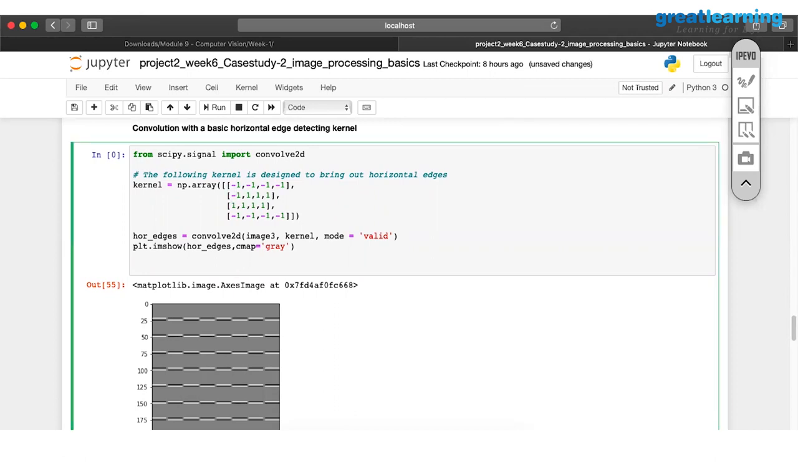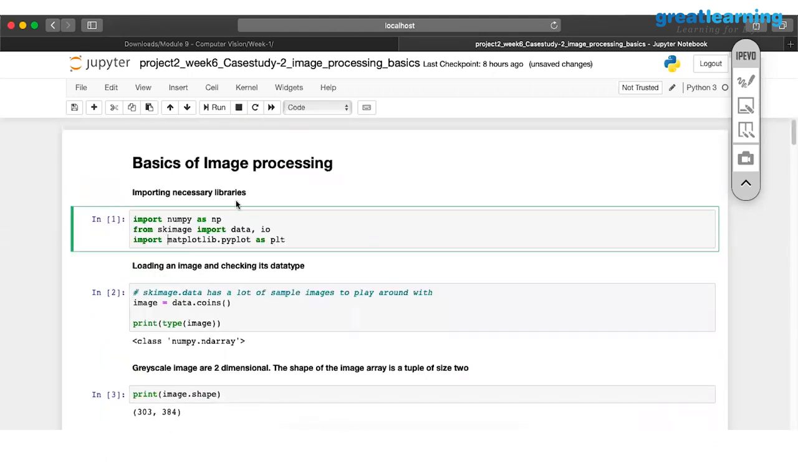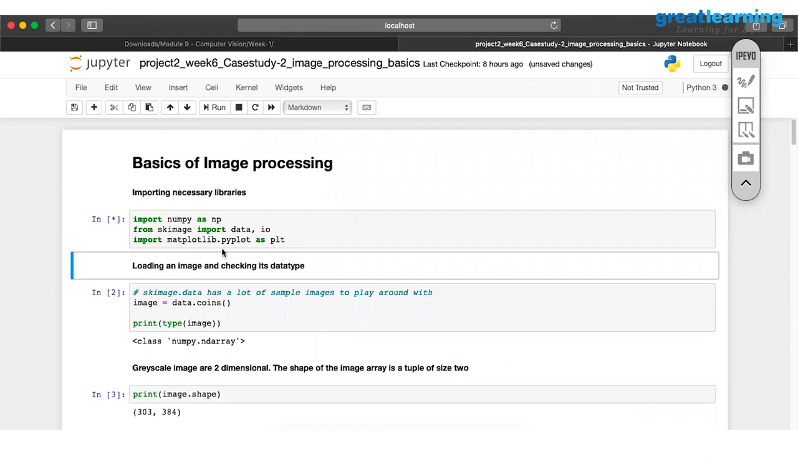Now just see what I do. I'll show you how I play around with these numbers. What I'm doing is, both my extreme vertical ends, I'm making them -1, -1, -1, and whatever middle values are there, I'm keeping as 1, 1, 1. Look at the original image. Now let me run this.